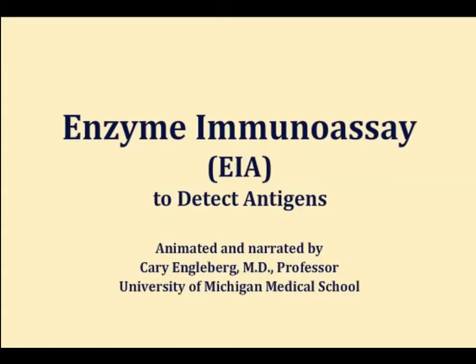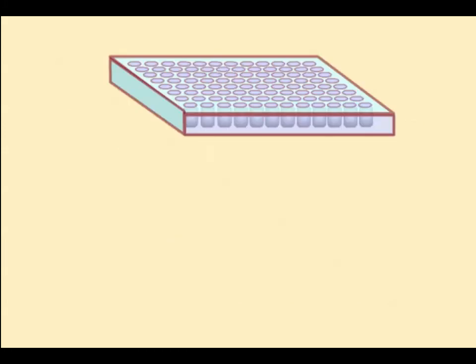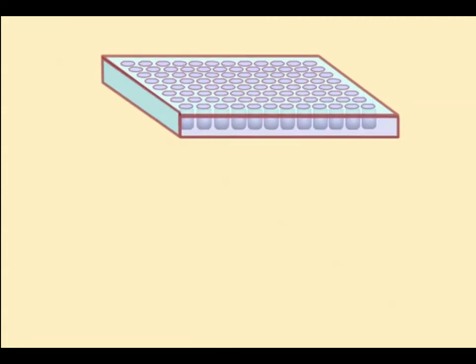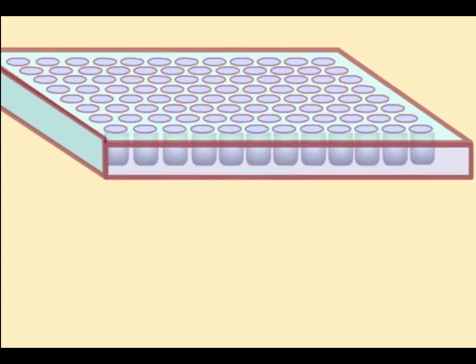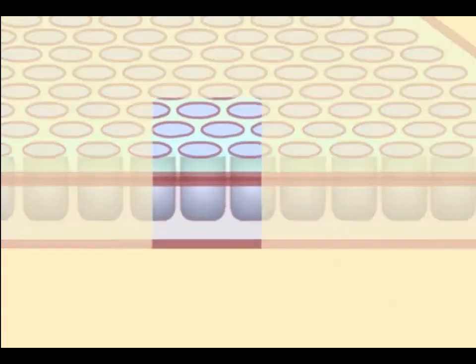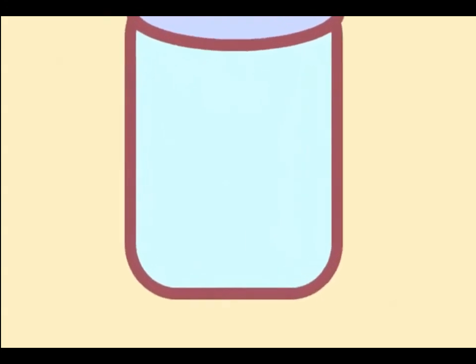Many simple rapid diagnostic tests detect specific antigens in biological samples by using an enzyme immunoassay. The purpose of this animation is to explain how a prototype example of this assay works. The enzyme immunoassay can be done in a multi-well microtiter plate or on any other solid adherent surface. I will use the microtiter plate in this example, so let's take a closer look at one of the wells of this plate to see what happens during the performance of the assay.